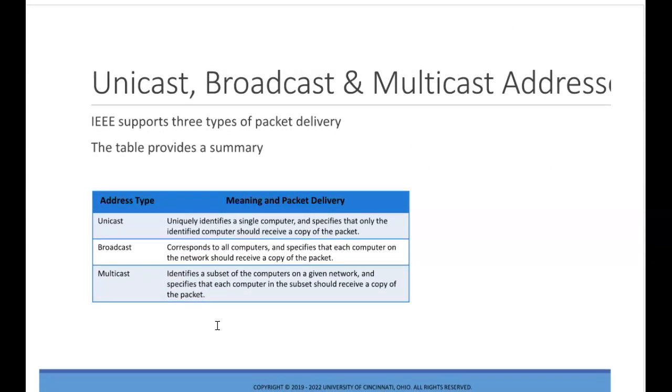IEEE addressing supports 3 types of addresses which correspond to the 3 types of packet delivery options. Unicast is a single computer communicating with a single destination. Broadcast is a communication to all computers in the network, while multicast is communication sent to a subset of devices in the network. This table provides a summary.